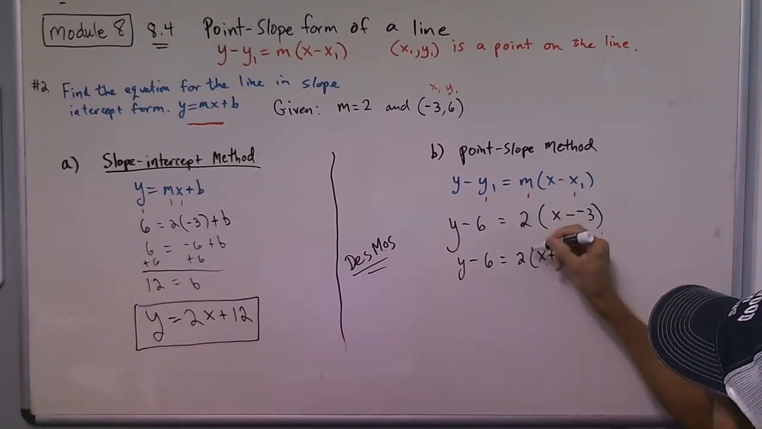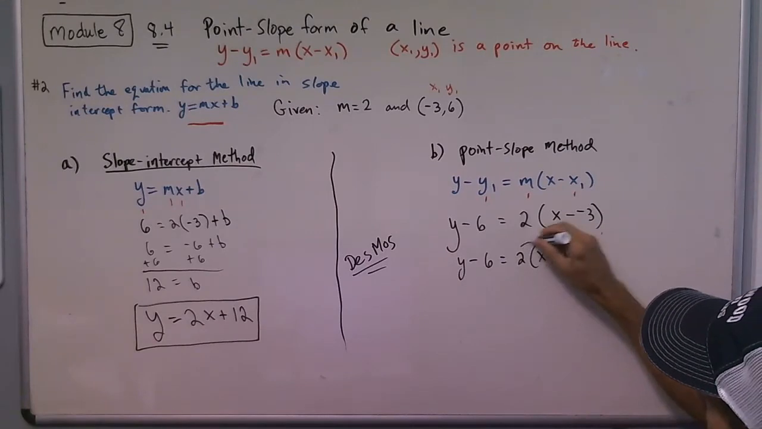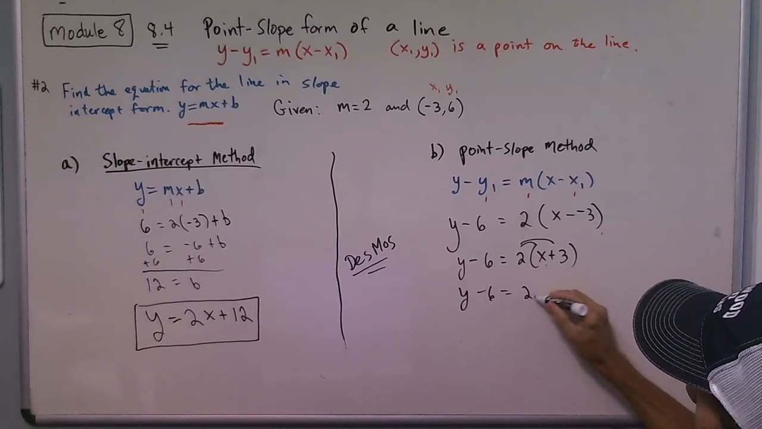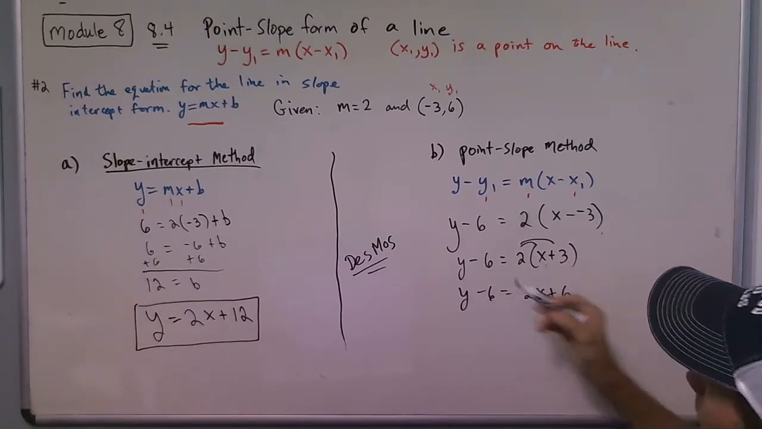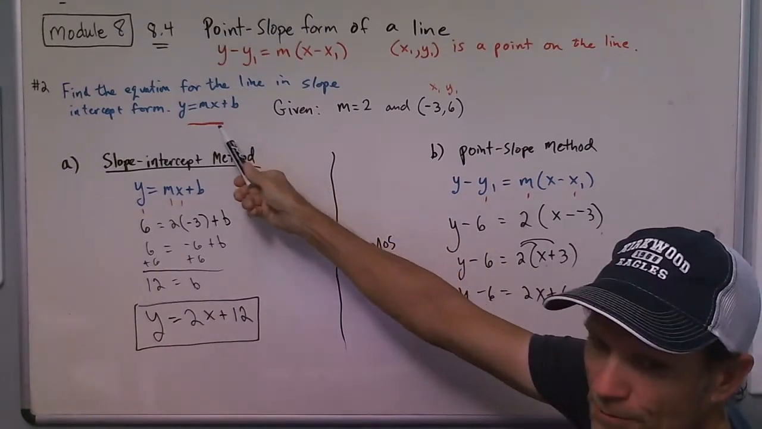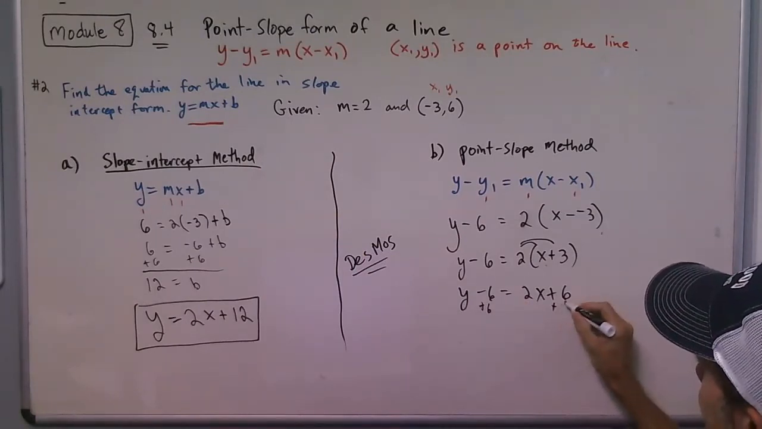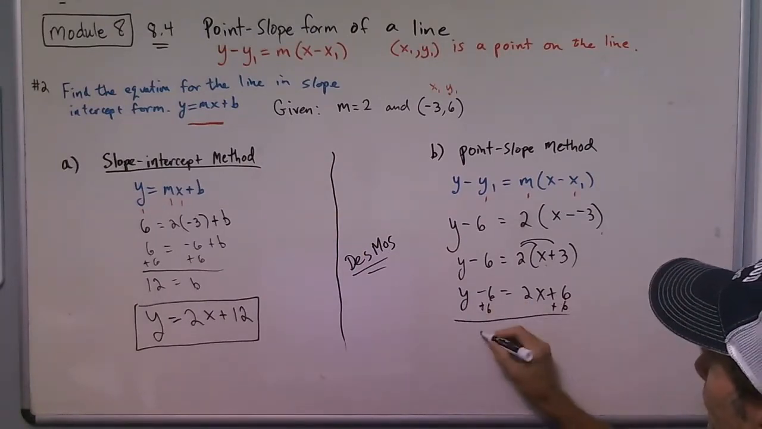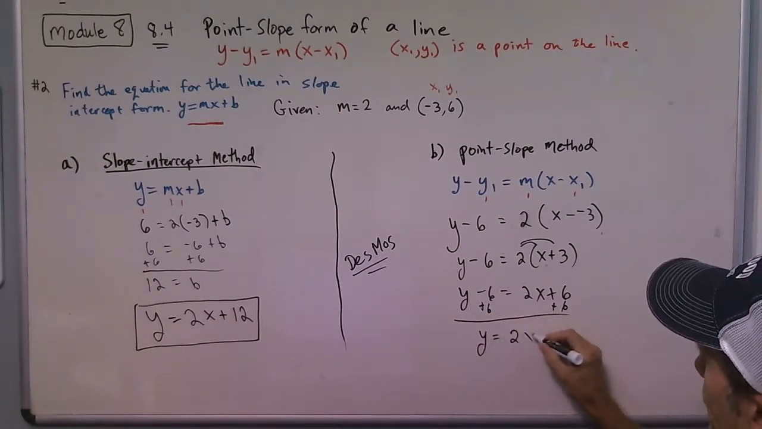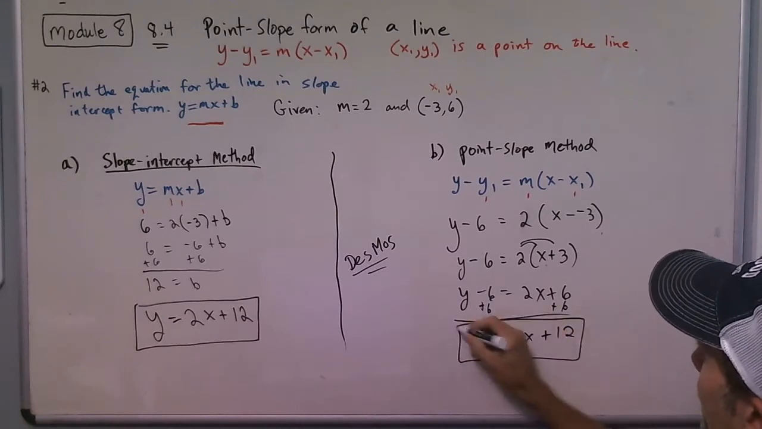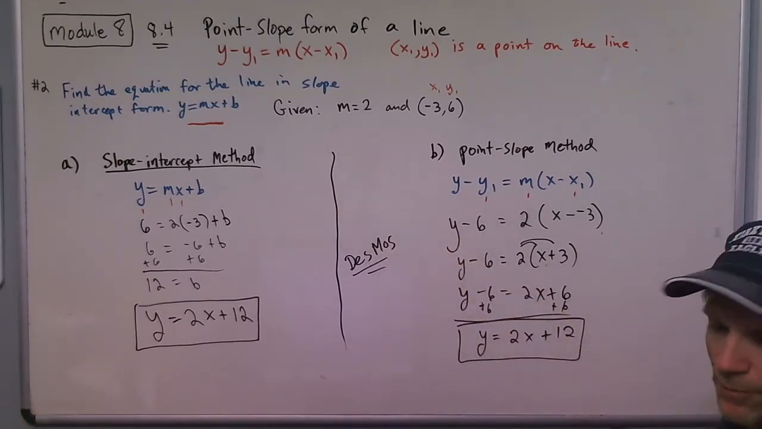So I'm going to get this into the proper form. I have to do the distributive property. And the only reason I'm doing this is because the problem states it has to be in slope-intercept form. And then I'll add 6. And I get y equals 2x plus 12. And now I have it in the proper form stated by the instructions of the problem.